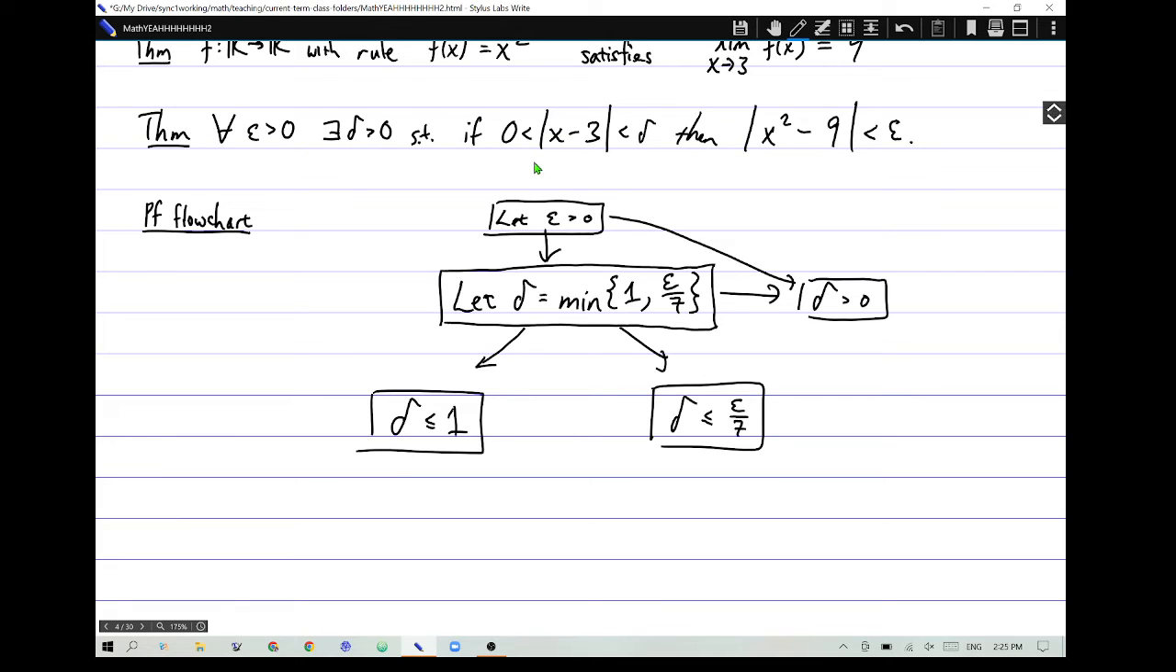Okay, now what we'll do is we'll suppose, okay, so we've processed this, right? Now we need to prove this if-then. So that means we should suppose this right there, right? And so how about we write this here? Suppose 0 is less than the absolute value of x minus 3, closed absolute value, is less than delta.